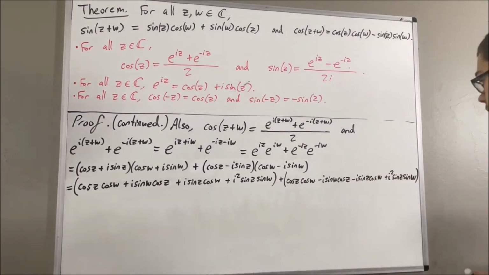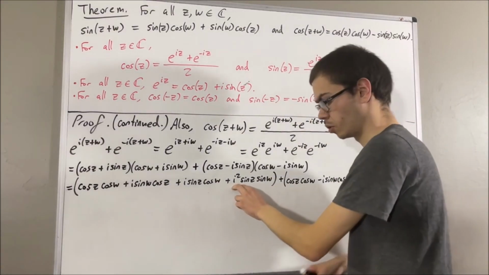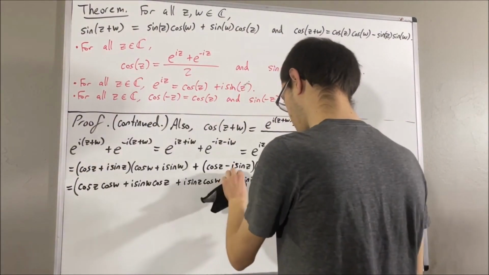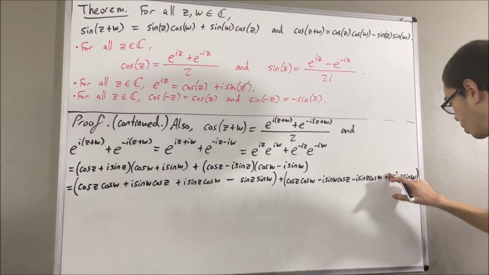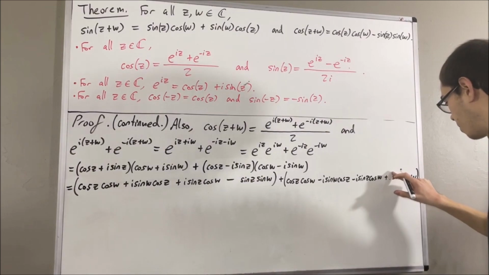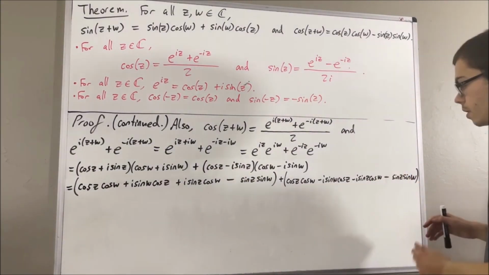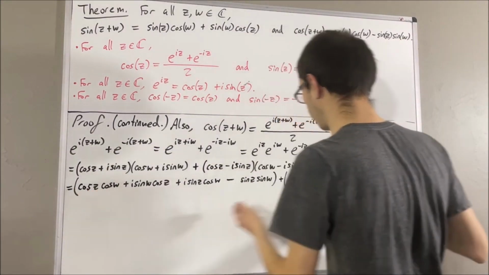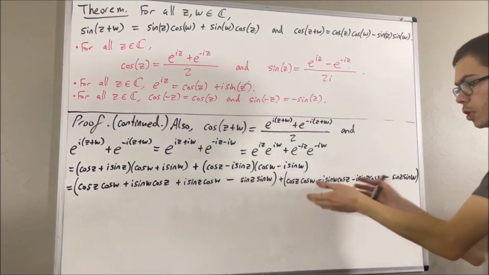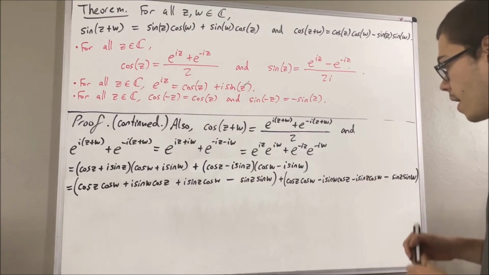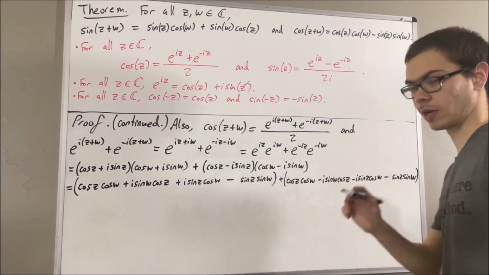But then if we expand this out, we get this. And we know that i squared is just equal to negative 1. So this just becomes a minus sign, and i squared is equal to negative 1, so this becomes a minus sign. And at this point, we could actually drop the parentheses, but I'm just going to keep them so it hopefully looks more readable. But now, we see that some things cancel out.